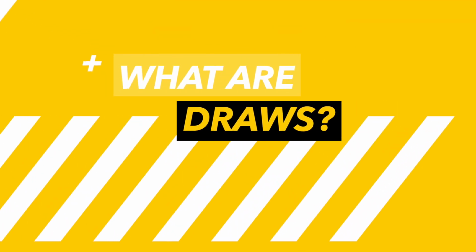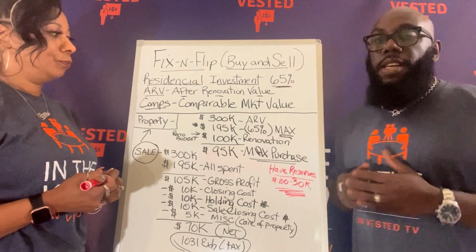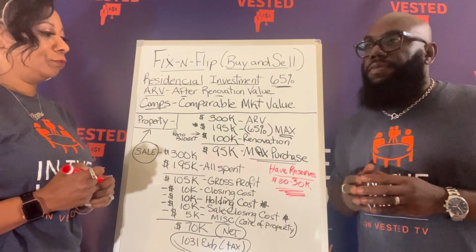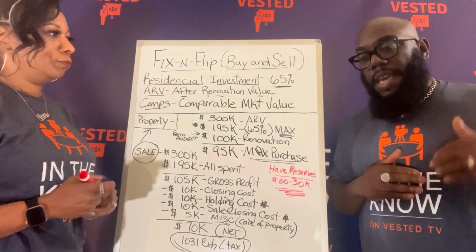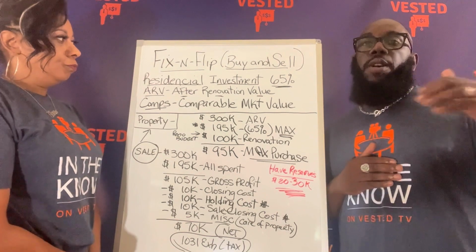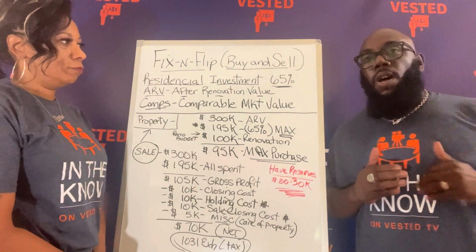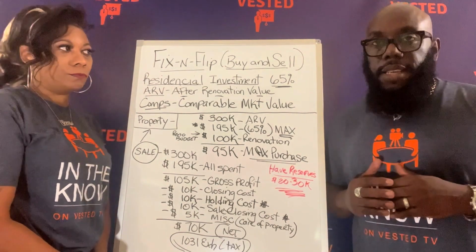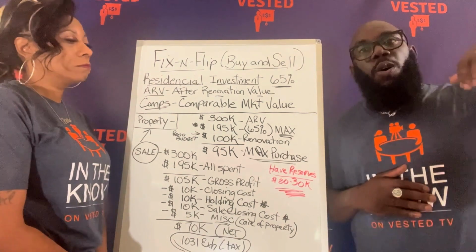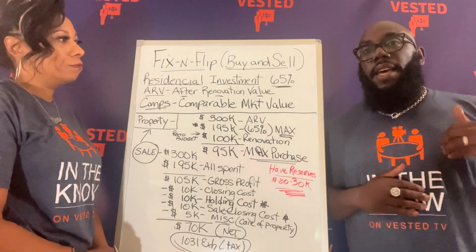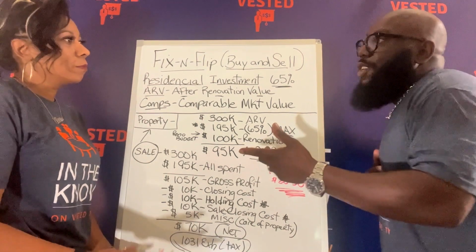What are draws? So draws are, your budget was $100,000, and let's say you have 5 draws for $20,000 each. That equals $100,000. What the draws mean is your construction project is going to be done in phases. First $20,000 takes care of demo, permit, architectural plans, all those sorts of things. Then your second $20,000 is for your roughs.